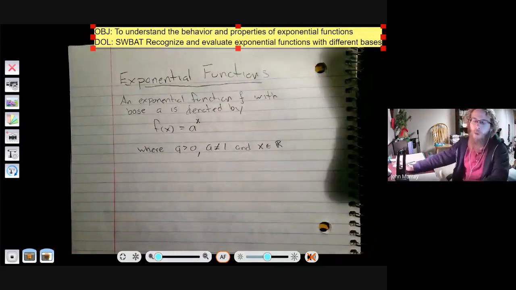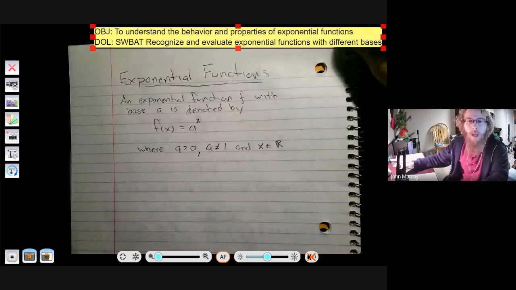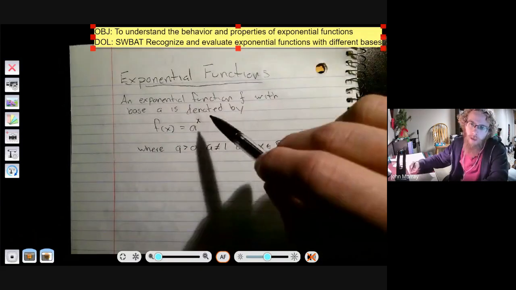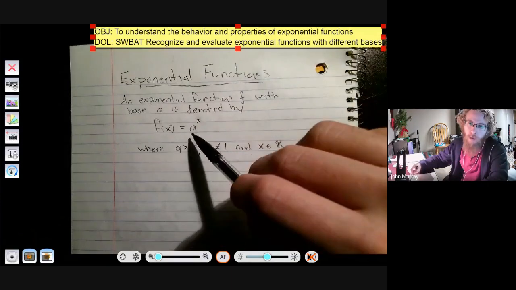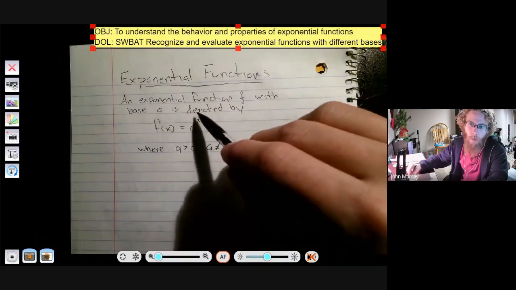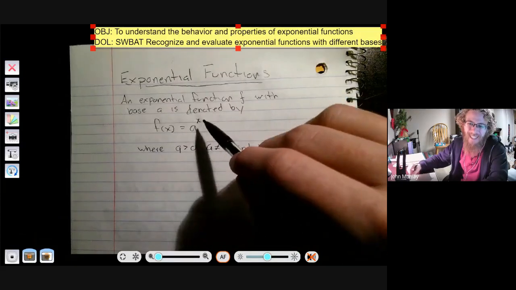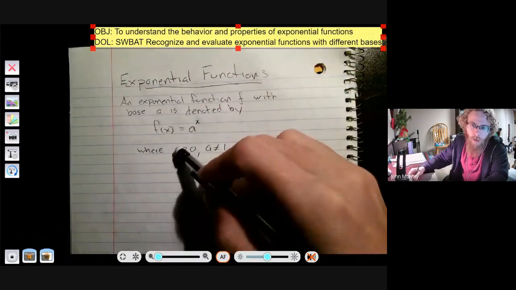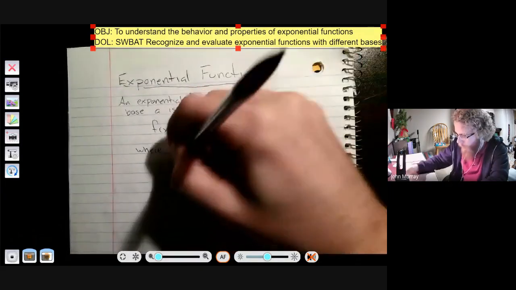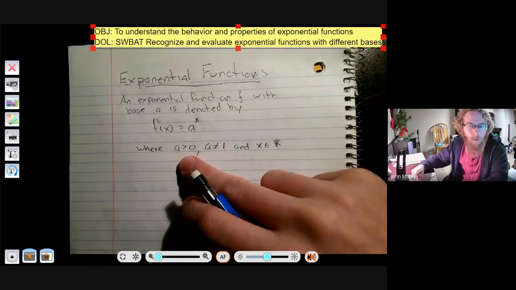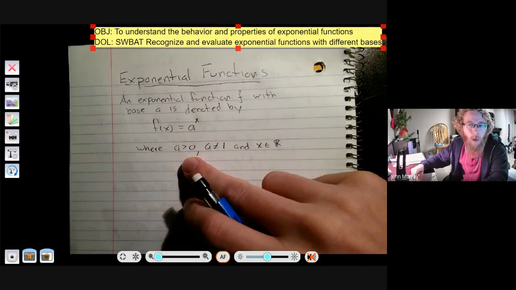Okay, so our formal definition: an exponential function, f, with base a is denoted by f of x equals a to the x power. So now we're taking a look where our exponent is a variable. We have a few conditions that we need to place. a is going to be greater than 0, so it's not going to be negative right now.